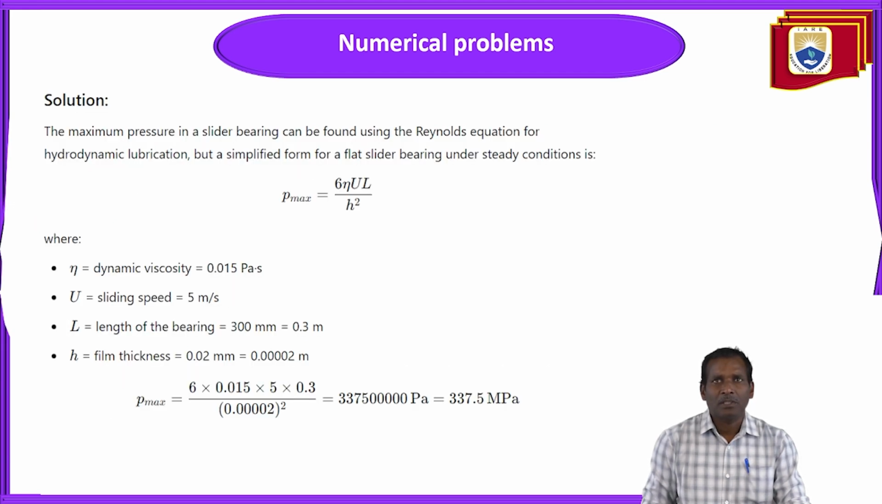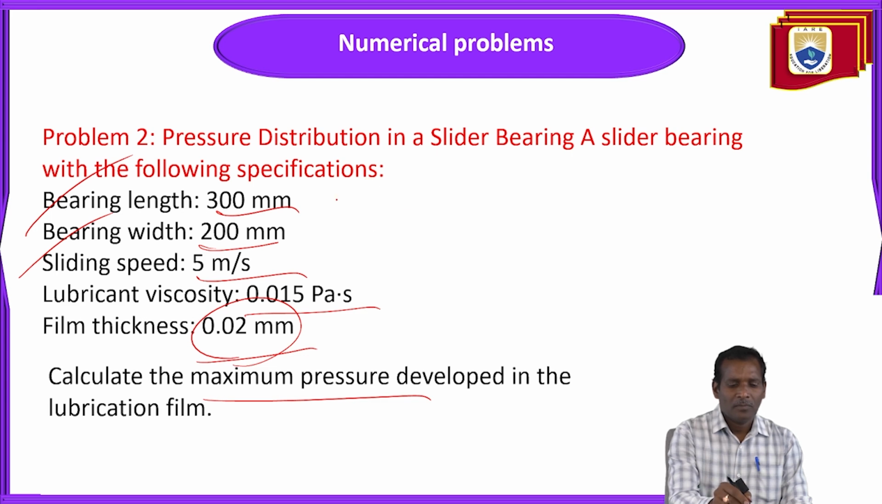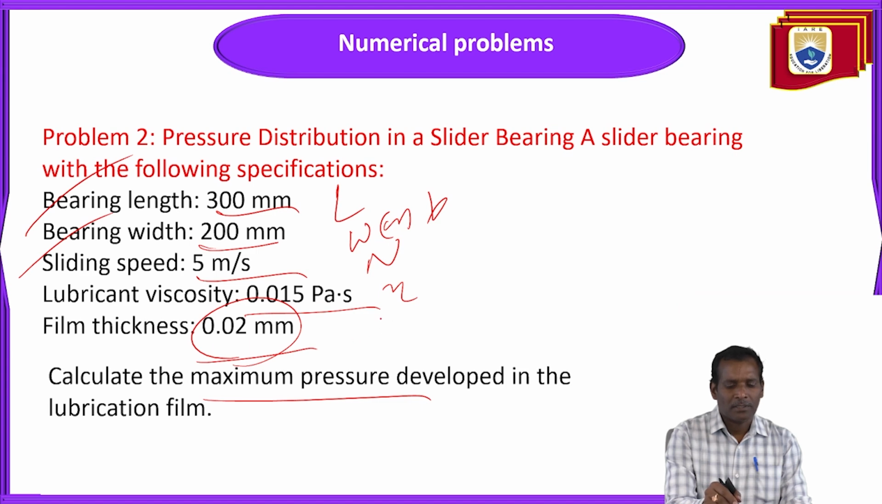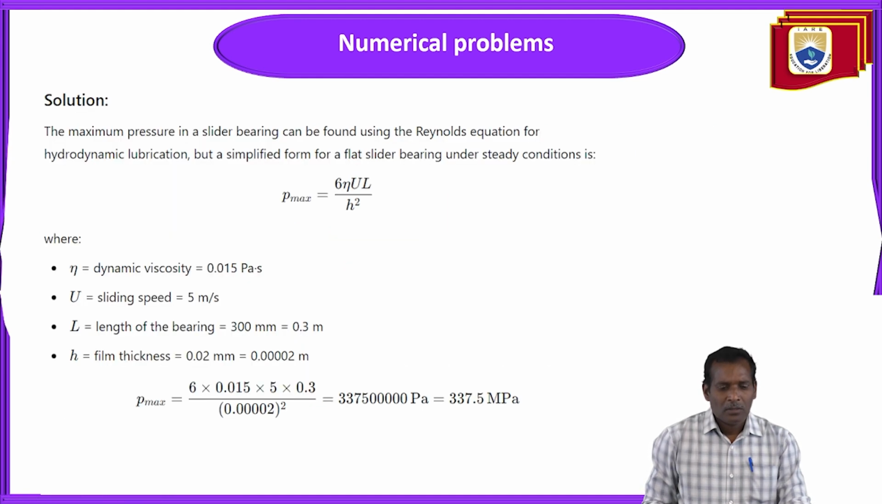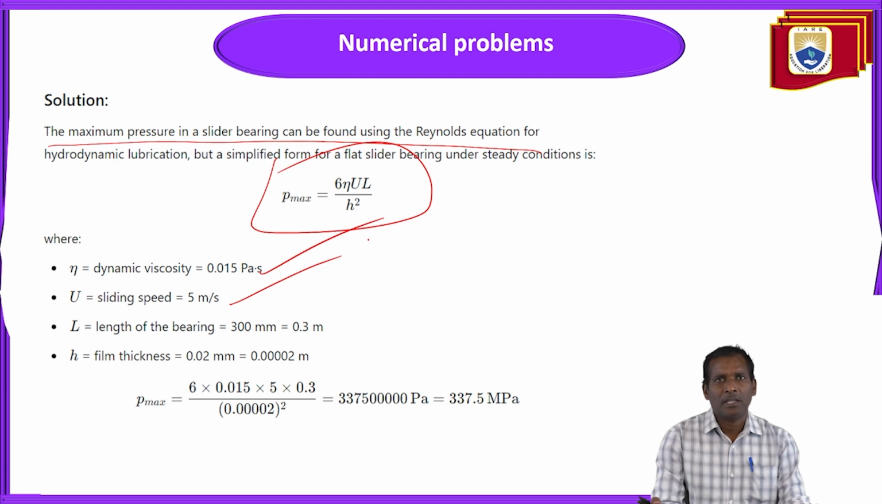How do you calculate it? By using the maximum pressure formula, you need to use the bearing length L, the width, and the speed N, the lubricant viscosity, and the oil film thickness, that is H minimum, 0.02 mm. Clear? So, now the maximum pressure in a sliding contact bearing can be found using the Reynolds equation for hydrodynamic lubrication. P max is equal to 6 eta U L by H square. Here the dynamic viscosity is 0.015 Pascal second, sliding speed 5 meters per second, length of the bearing 300 mm, and film thickness 0.02 mm.